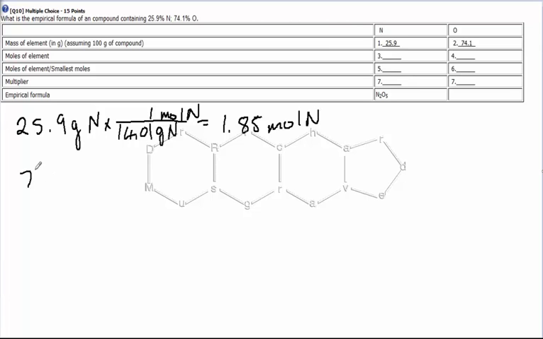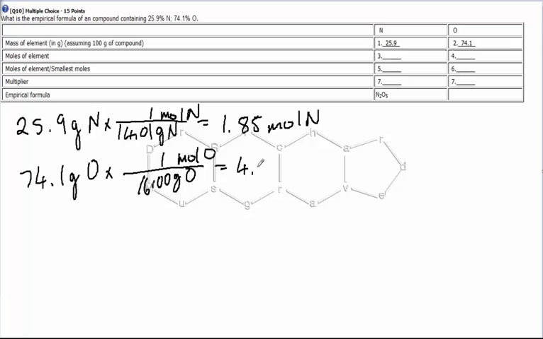We'll do the same for oxygen, 74.1 grams of O times grams of O goes on the bottom, moles of O goes on top. 1 mole of O, 16.00 grams of oxygen, is going to come out to be 4.63 moles of O.